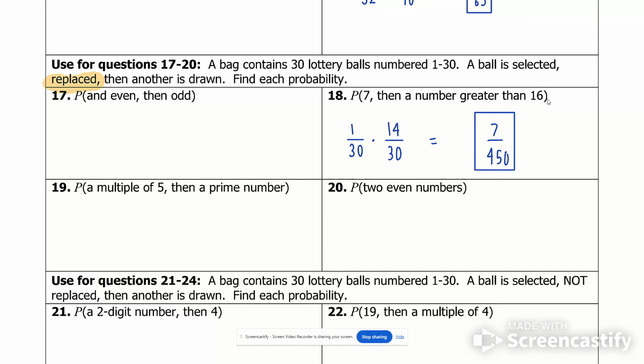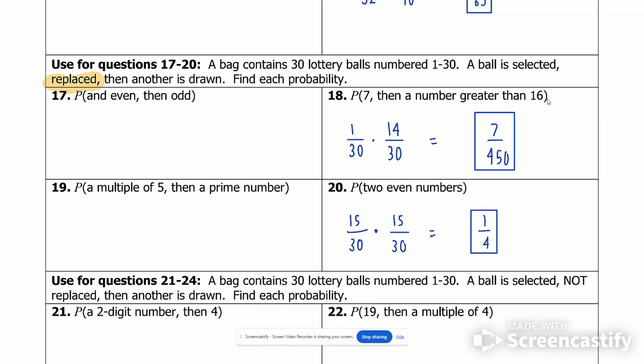Next, again, the probability of 2 even numbers. If we have multiple events, you multiply events. Now here's the beauty of this one. You're replacing it. So what's the probability of drawing an even number? Well, remember, it'll be half of them. You could say it's 15 out of 30. You could say 1 over 2. I don't care. It's half of them. But it's half of them both times. Okay? Because you replace it. It doesn't affect the next draw. So it's 15 over 30 times 15 over 30, or 1/2 times 1/2, which equals 1/4.